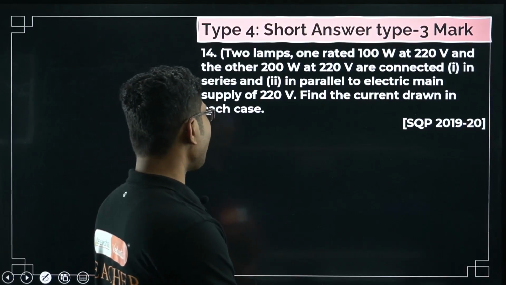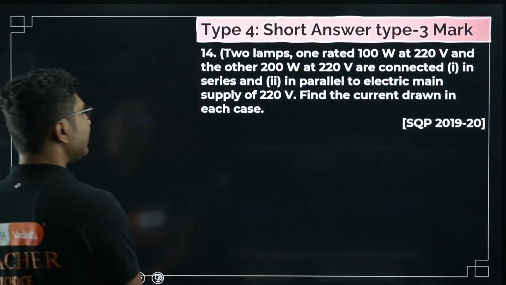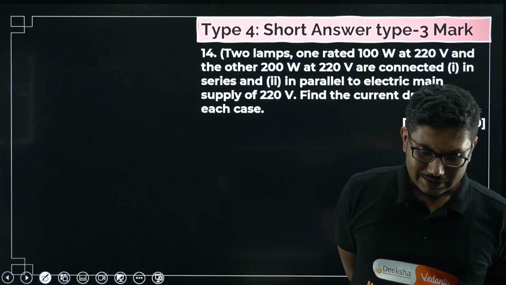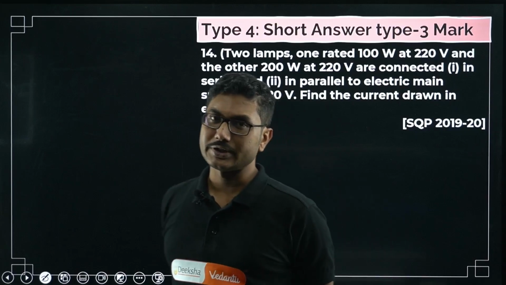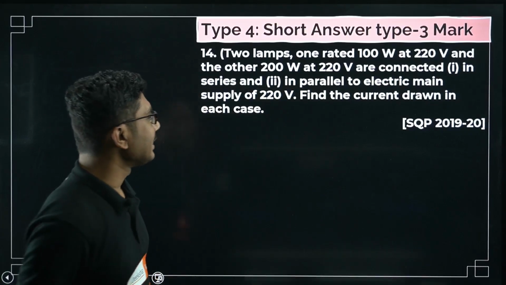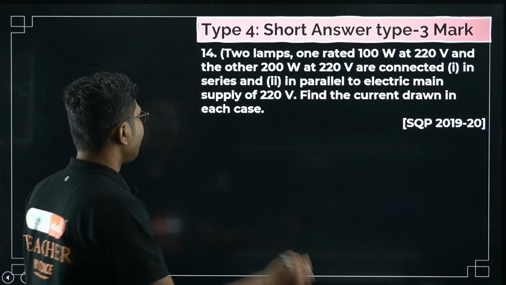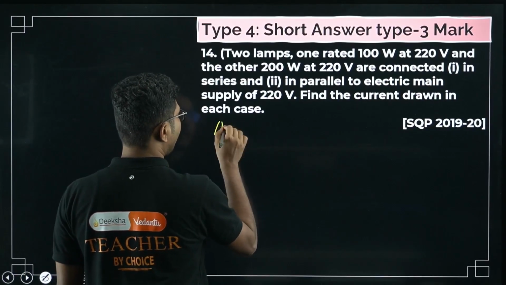Find the current drawn in each case. So this question, even though it starts with the bulb, is actually a combination of resistances, nothing else. The only thing you have to do is calculate the resistances of these bulbs. So first is bulb 1.